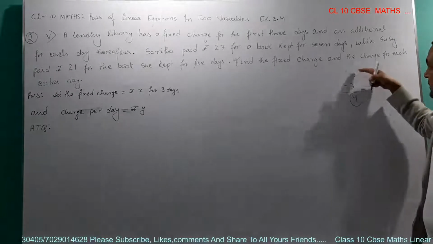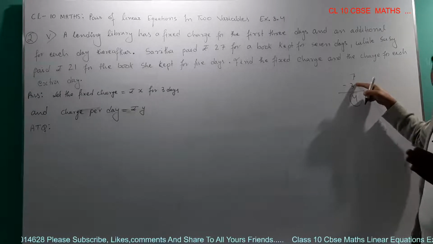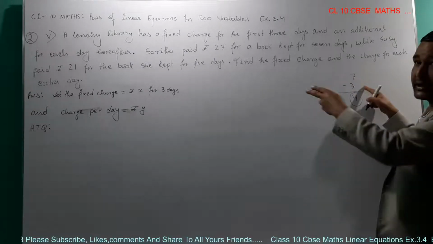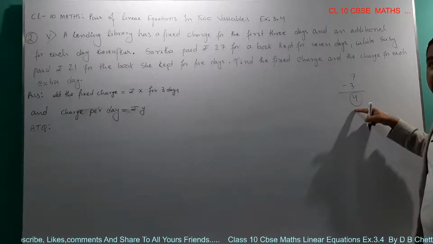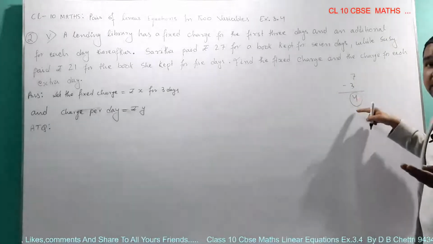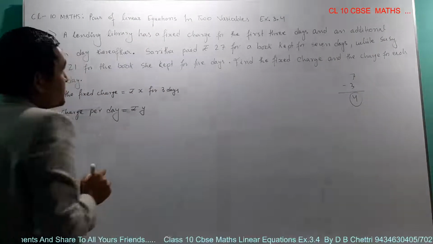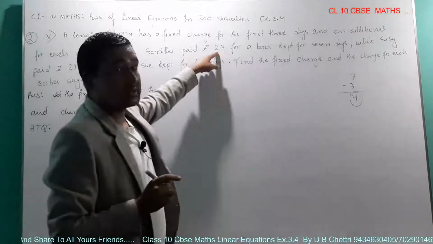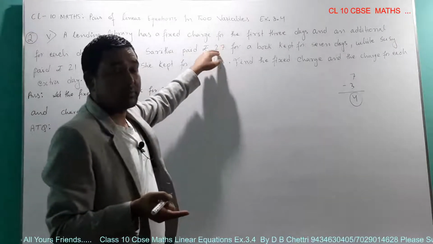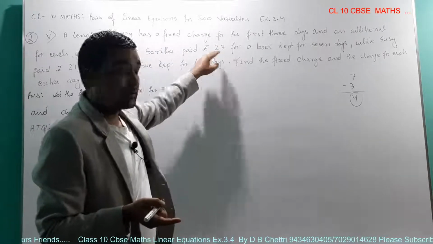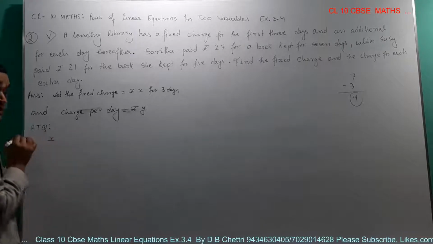She kept the book a total of 7 days. Out of 7 days, 3 days are fixed; the charge for 3 days is x. After subtracting 3 days from 7 days, how many days are left? 4 days. She has to pay an additional charge for 4 days. Now, according to the question, altogether how much did she pay, including both the fixed charge and the additional charge? 27 rupees. For 3 days she has to pay rupees x.